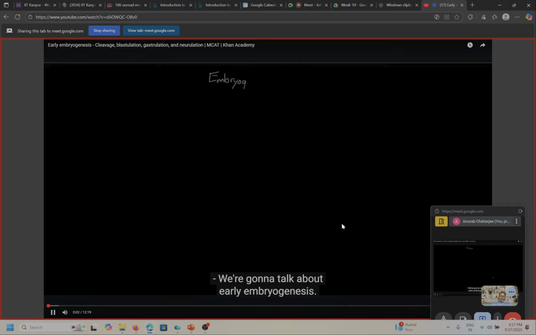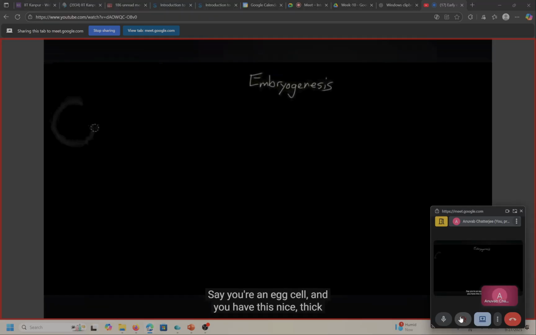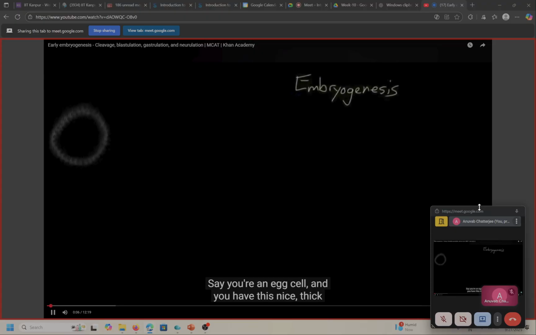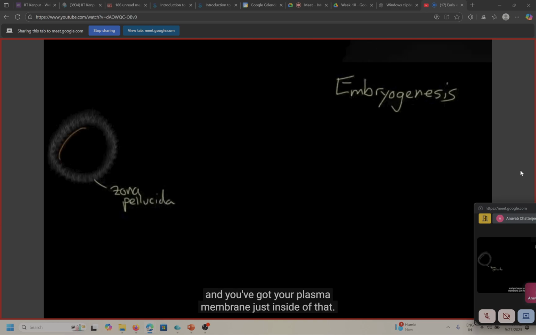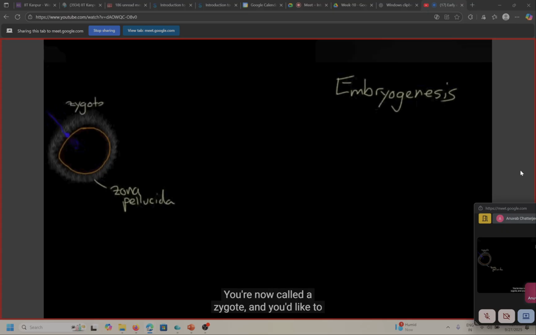We're going to talk about early embryogenesis. Say you're an egg cell, and you have this nice thick outer glycoprotein coat called the zona pellucida, and you've got your plasma membrane just inside of that. And a sperm has made its way through the zona pellucida and managed to get in through your plasma membrane and merged its genetic material with yours. You're now called a zygote, and you'd like to go on to form an embryo, but not much is going to happen when you're stuck as a single cell.